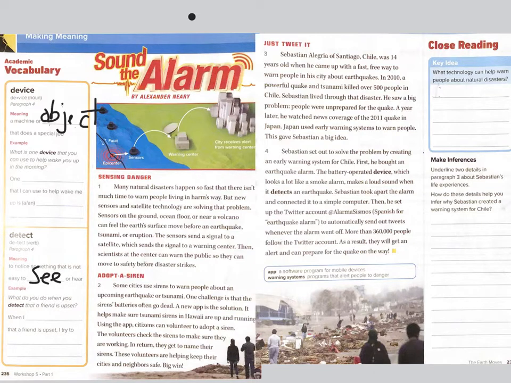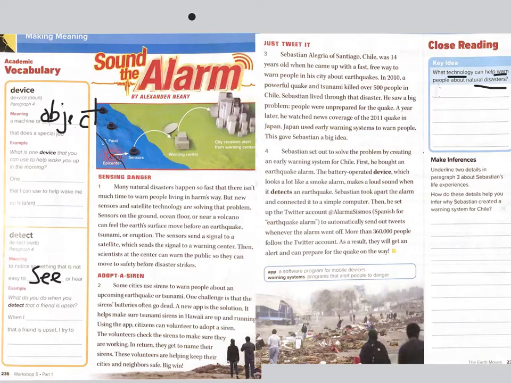Now we'll look at the key questions on page 237. The question says, what technology can help warn people about natural disasters? So the key words we're going to look at there are technology and warn about natural disasters. Please make sure you underline those words.